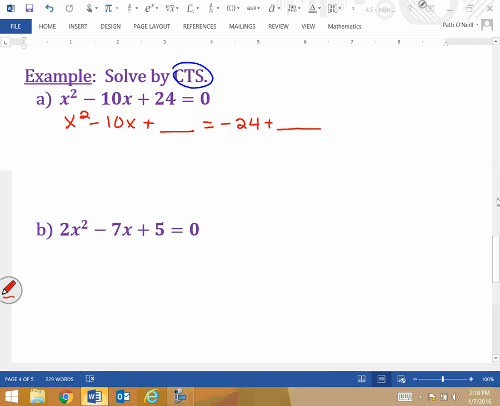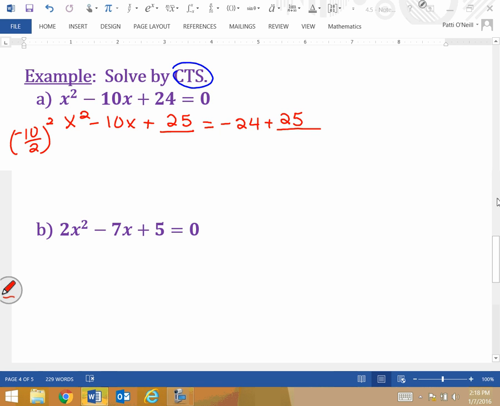To figure out what I'm going to put in that blank, I'm going to take the middle term, the coefficient of the b, which in this case is negative 10. I'm going to divide it by 2 and square it. So that gives me 25. That number goes into both of these blanks. I've got to put it on both sides in order to balance the equation. What I did by doing that process is create a perfect square trinomial on the left-hand side.